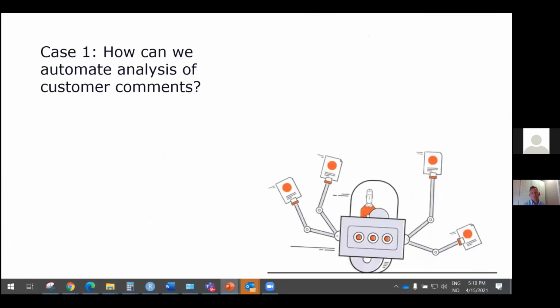So for this presentation, I have 2 cases. The first one has to do with automating analysis of all this customer feedback, basically written customer comments coming in by way of SMS, email, or social media. So how to automate that. And then the second case that I'll look into is how to do better customer feedback analysis using text mining also. So those 2 things, that's the target for the day.